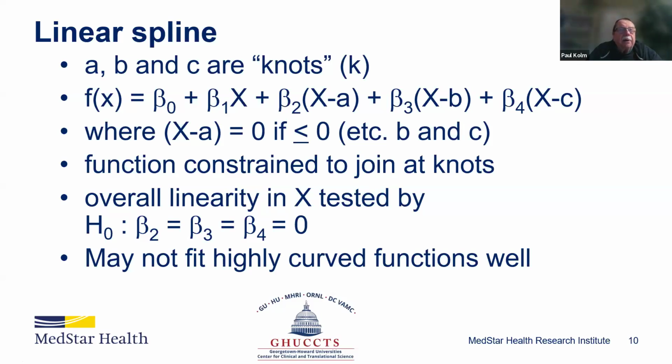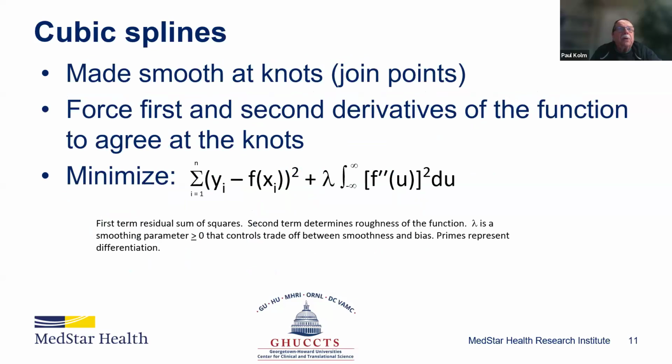And the overall linearity is tested by whether the regression coefficients in the linear regression coefficients are equal to 0. The thing with linear splines is that it might not fit some curved functions or highly curved functions very well. So what we do is then try what's called cubic splines.